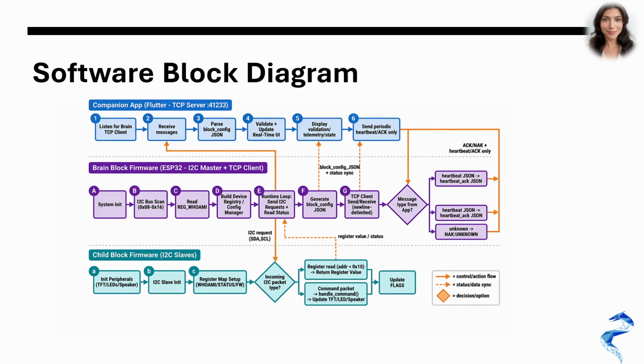It listens for the Brain TCP client, receives and parses block config JSON, validates it, and updates the real-time UI with telemetry and state. The app sends heartbeat and acknowledgments only, so it monitors but does not drive execution. In the middle, the brain block firmware is the controller.